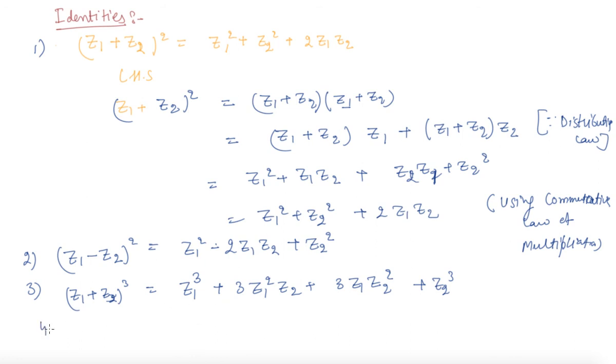So these are some important identities. Z1 square minus z2 square also equals z1 plus z2 into z1 minus z2. So these are the important identities and the power of iota that I have discussed in this lecture.